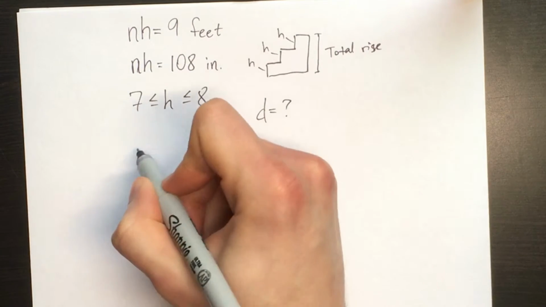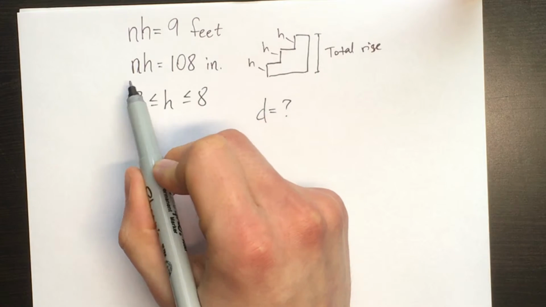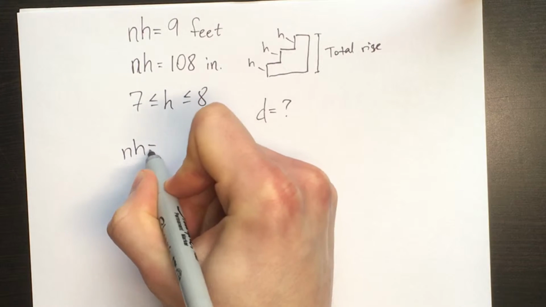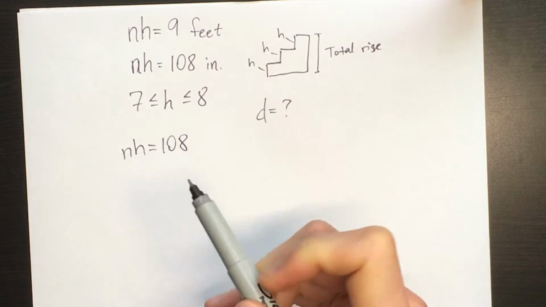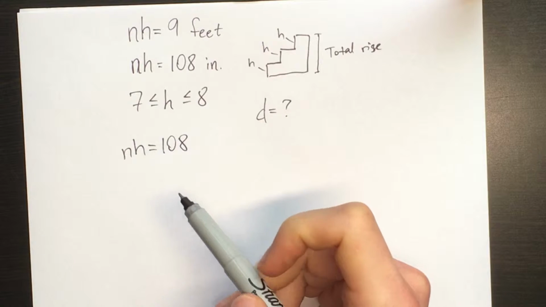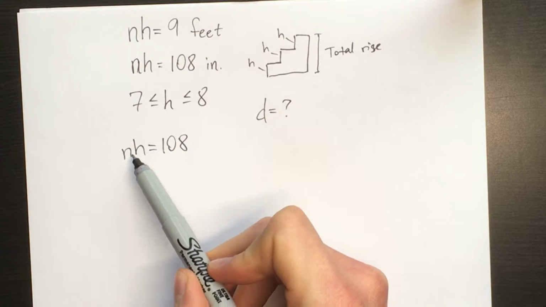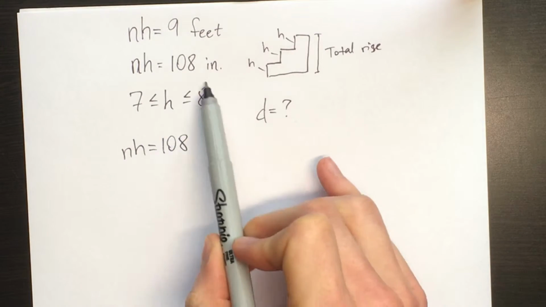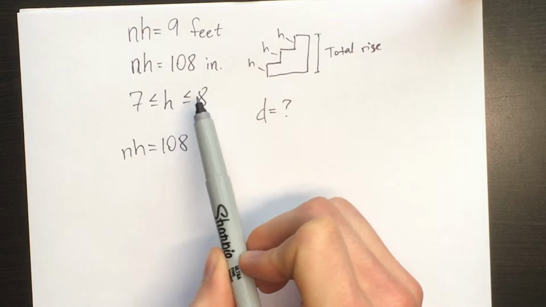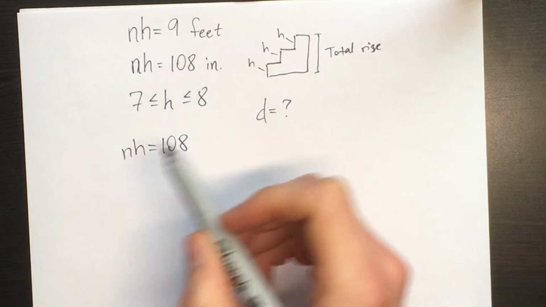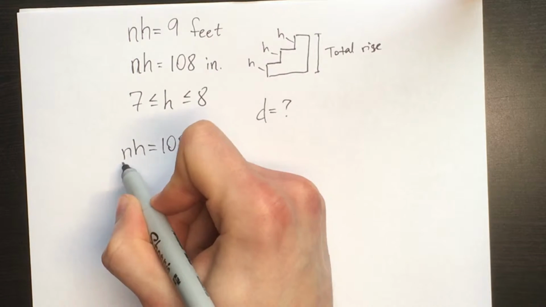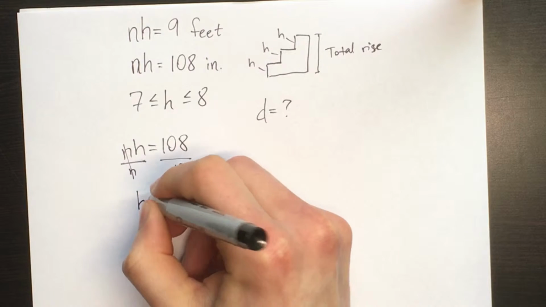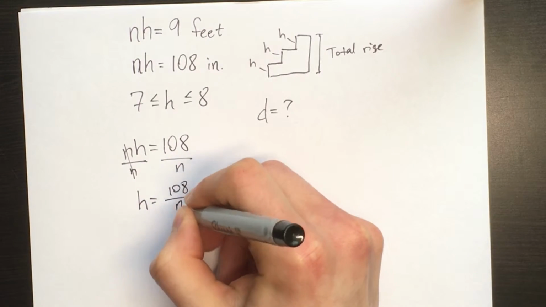So here's what I'm going to do. We have this right here, so let's do NH is equal to 108. And I want to put N somewhere to solve for it. The only place that I can put it is here, because there's no other equation where I can get N by itself. So watch what it'll do. Let's solve for H here. So divide by N on both sides, right? N cancels out. So H is equal to 108 over N.